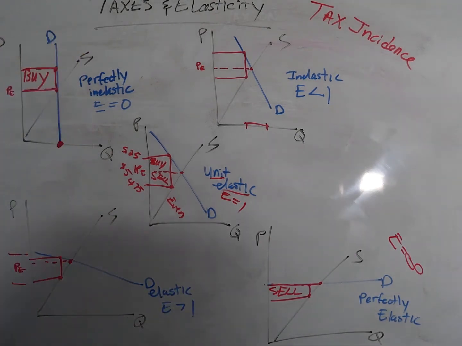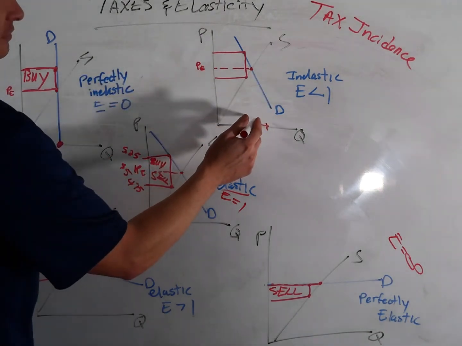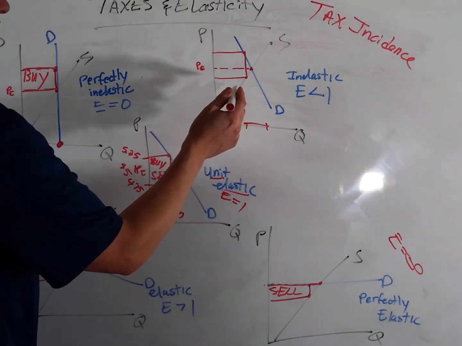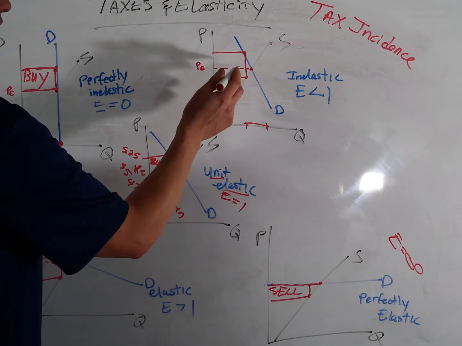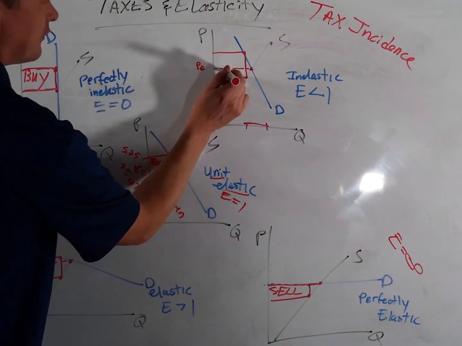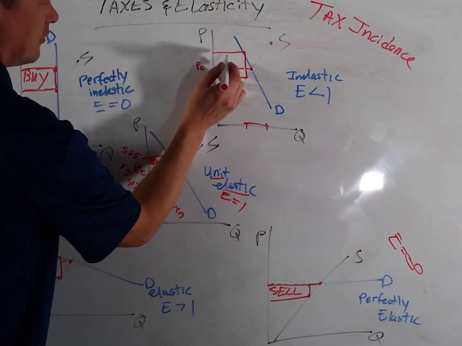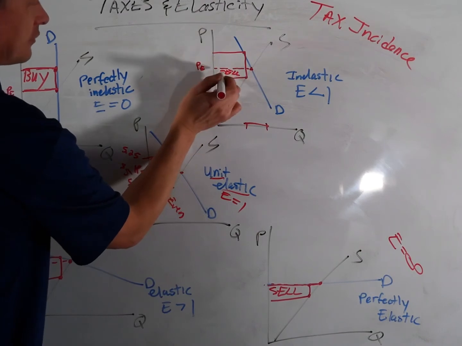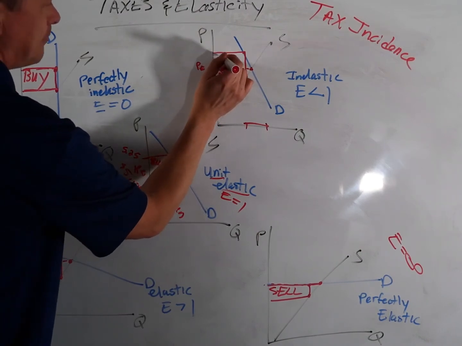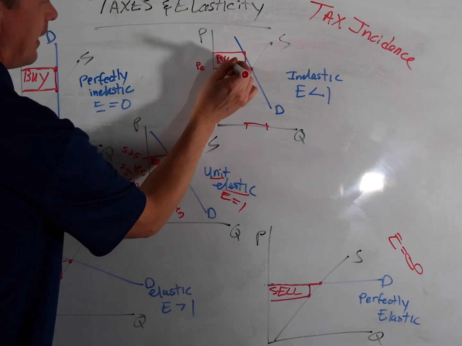Now, let's look at something that is relatively inelastic, like when my kids need diapers, I pretty much have to buy it. Guess what? The sellers, Huggies, they know that. They'll pay some of the tax. But see how much bigger this top half of this box is than this bottom? That means I pay more of the tax, so the buyer's paying that.